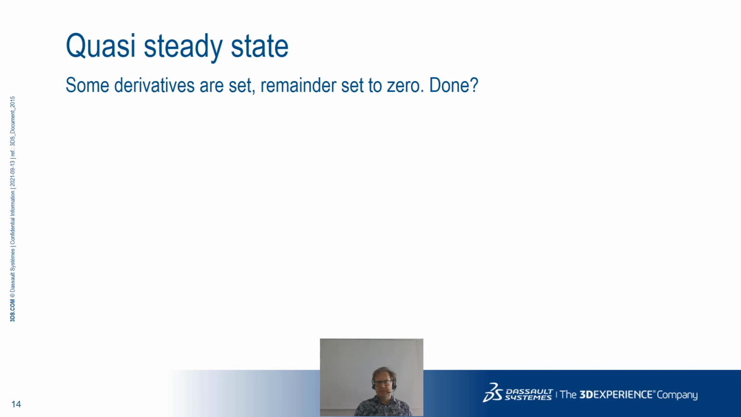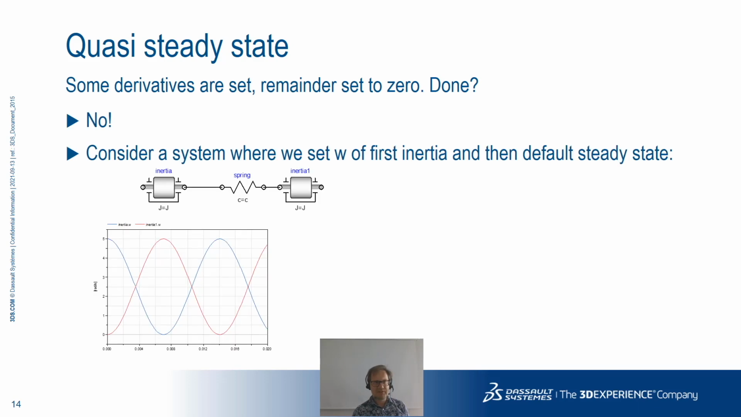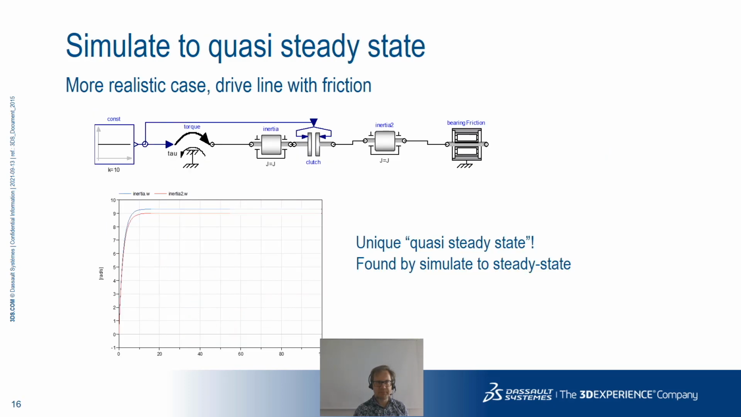So then we have a quasi-steady state, which is that some derivatives are set and the remainder are set to 0. And the question then is, isn't that just completed? And the answer is no, because we can have this simple example. We have one inertia and a spring and another inertia. We try to set derivatives for the first one and set the second one to 0, and then they will just oscillate. And that's obviously not what we wanted. So we need something more advanced, and we go through some of that in the paper.